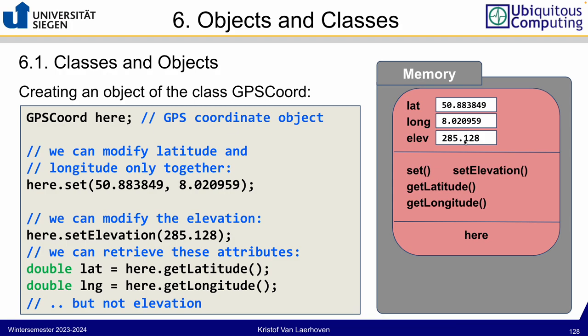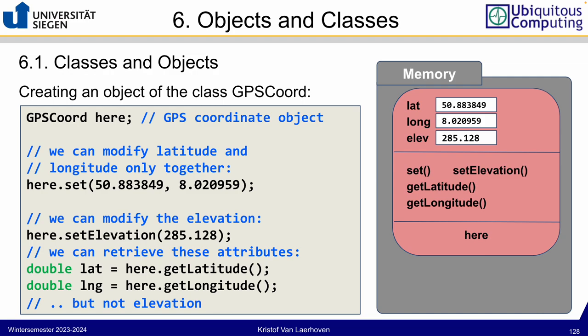What is also stored in memory is a set of methods that belong to this data as well. And that's it. What is also stored, though not shown here, is a GPS coords object. It belongs to this particular class.